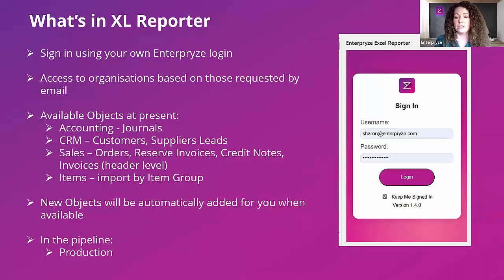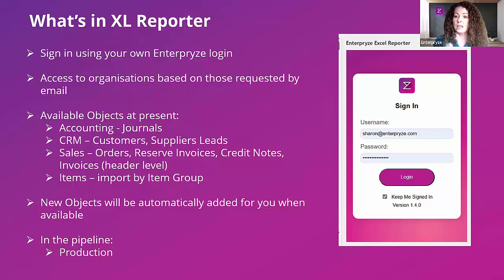So what is it we can do with Excel Reporter? Well, first and foremost, you sign in using your own Enterpryze login, which you can clearly see there on the screen. Access is only to those organizations that have been requested. So if you have requested access to Excel Reporter, you let us know which organizations you require access to, and then we give you access to the relevant objects within that organization. The available objects at present are accounting journals, CRM, customers, suppliers and leads, sales, orders, reserve invoices, credit notes, invoices.